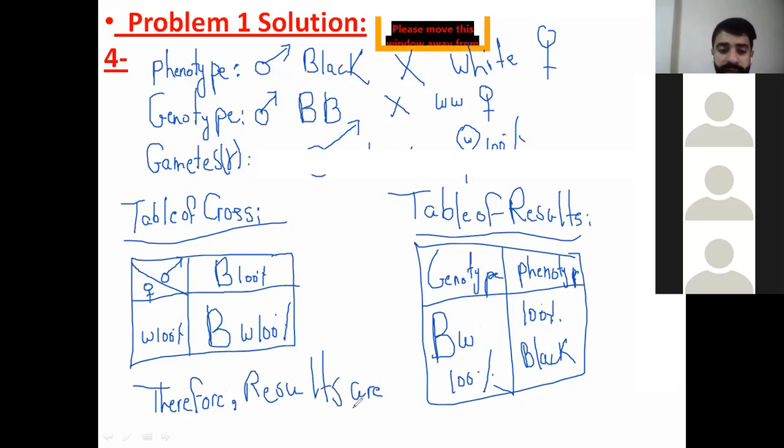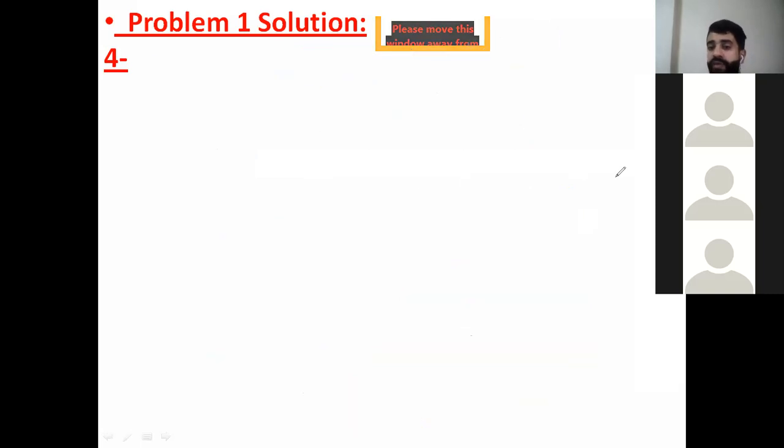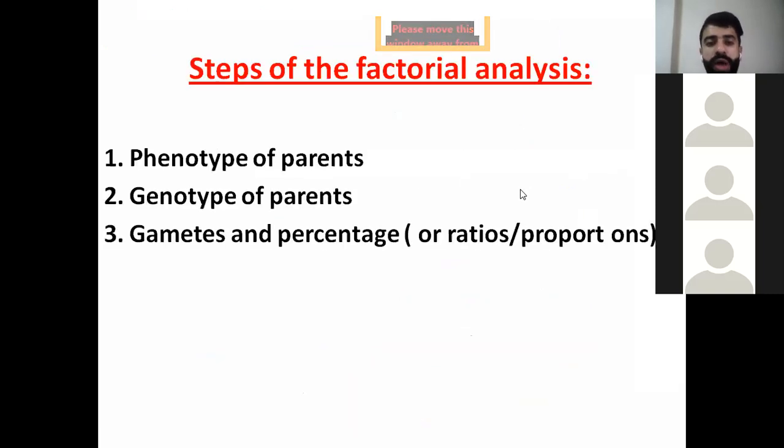So part 4 is almost done. And here is the genotype of the F1 generation. So the F1, what do they have? They have BW. Moving to part 5, what do you want in part 5?